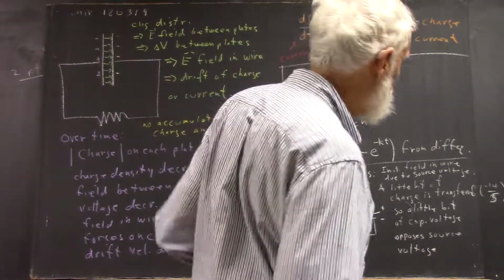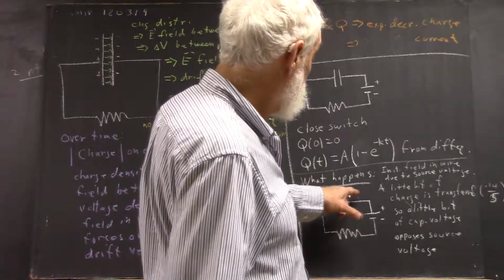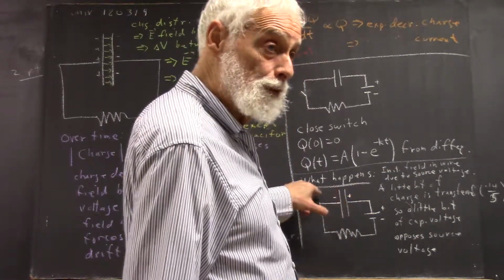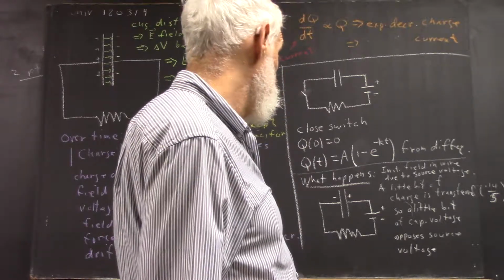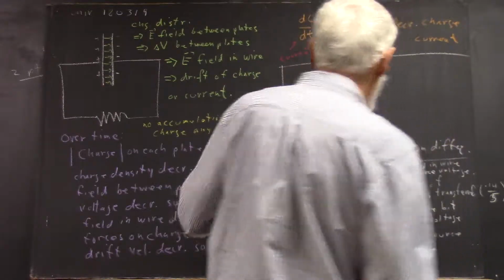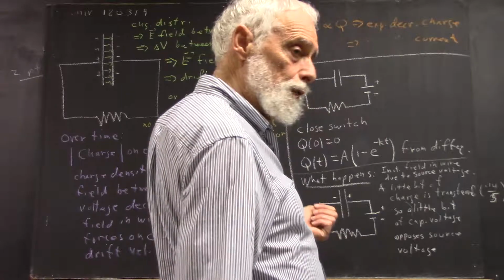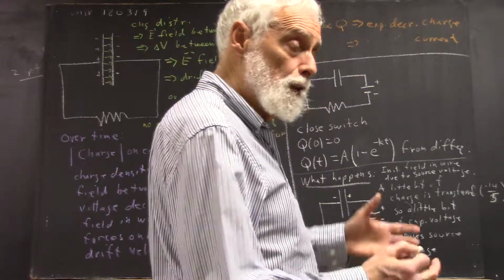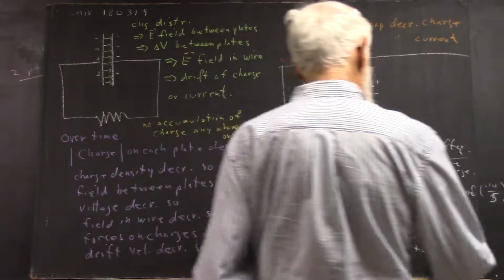So you almost instantly start getting a drift of charge, which creates some small positive charge here, negative charge here, right? And now you have the capacitor that has a voltage in this direction, the source that has a voltage in this direction, so the net electric field is going to be less than before.